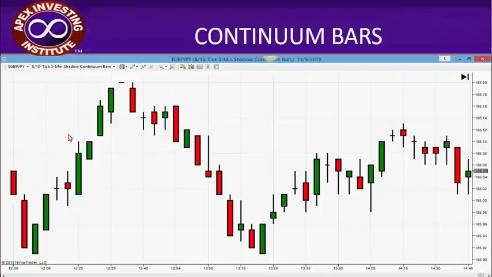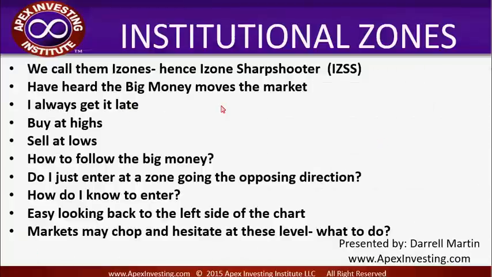So I can get the best of both worlds. I can combine tick-based bars and time-based bars. So that's the first thing to look at when you're trying to understand this chart and what we're doing. Now, institutional zones. We call them I zones, hence I zone sharpshooter, or IZSS for short.